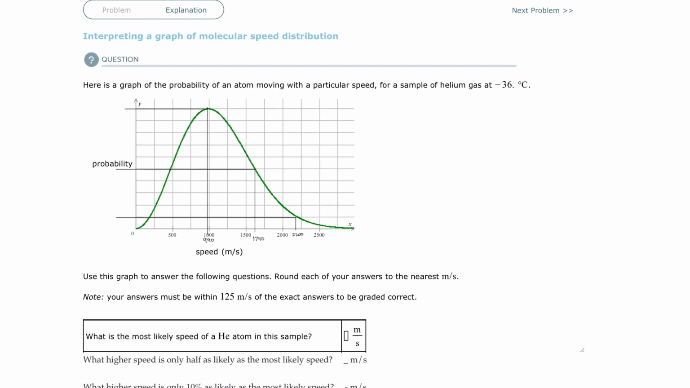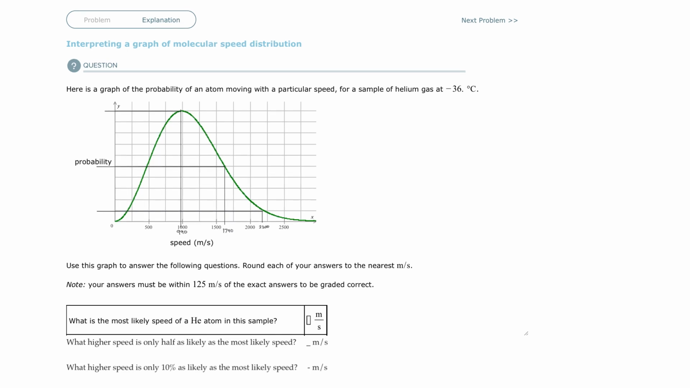And the second question was, what higher speed is only half as likely as the most likely speed? All right, so the most likely speed is here, because this is where the peak of the distribution curve is. And now the higher speed is up here. Where is it half? Well, this is 10, so where is it 5? So I just counted up to where it was 5, drew a line straight across it at 5, and then brought a line down, and then made a guess.